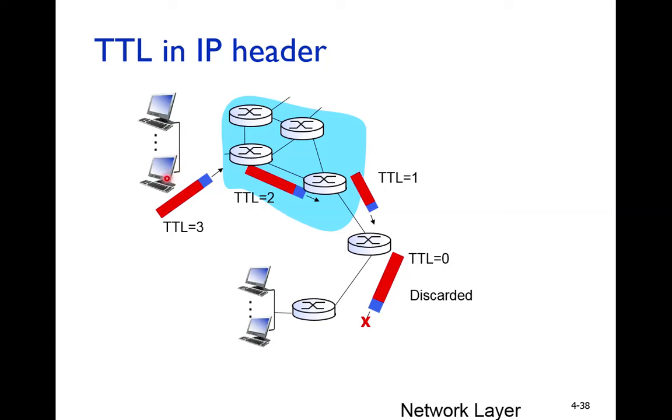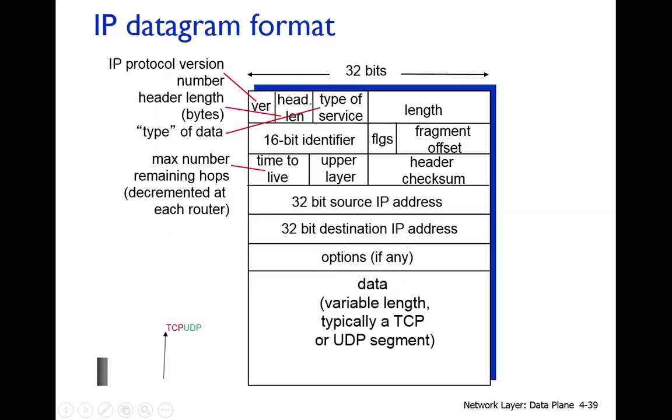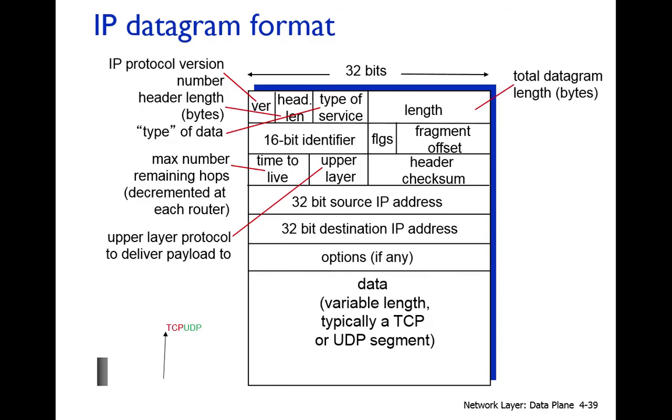Whenever a machine originates an IP packet, that machine assigns an identifier to the packet. The flag has either value 0 or 1. If the flag is 0, it means that the packet is not fragmented, or the packet is the last one. If the flag is 1, it means that this packet is fragmented and it is part of a bigger packet. We will discuss it.